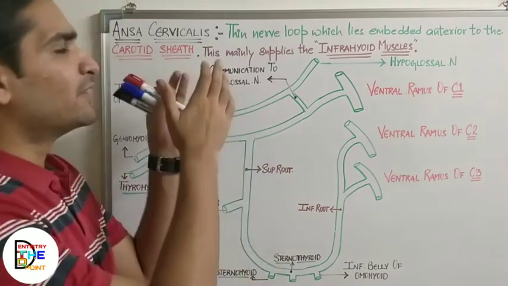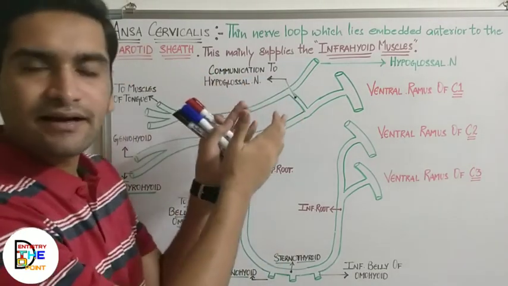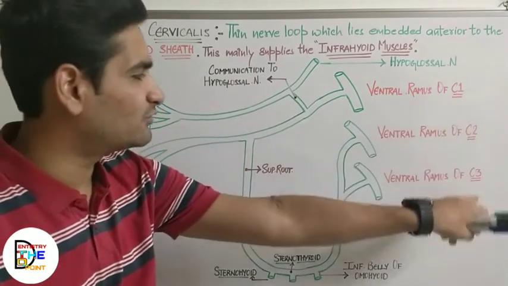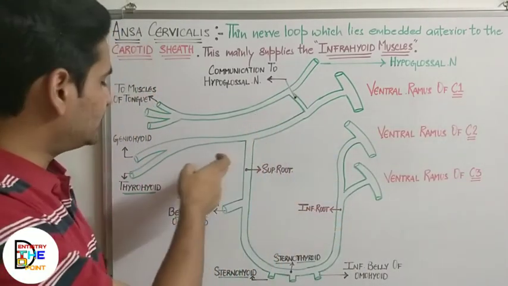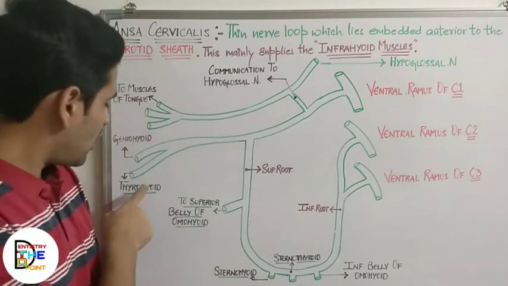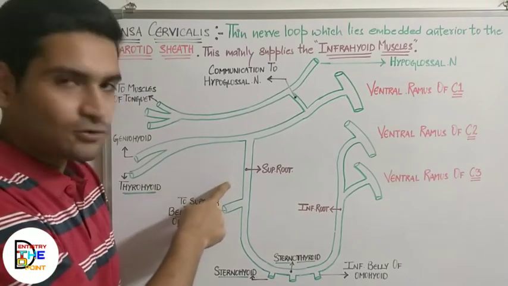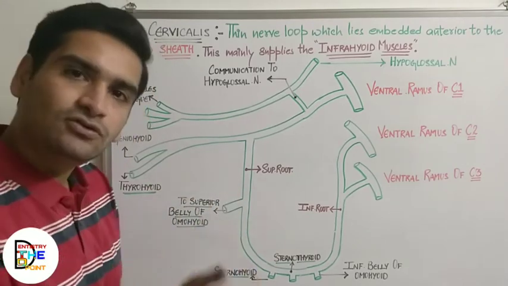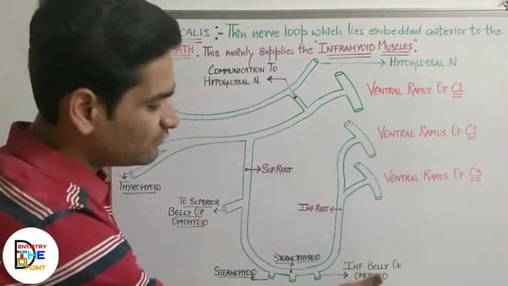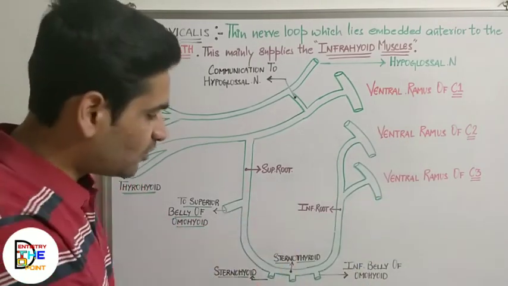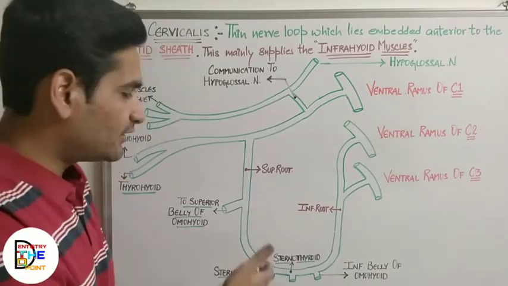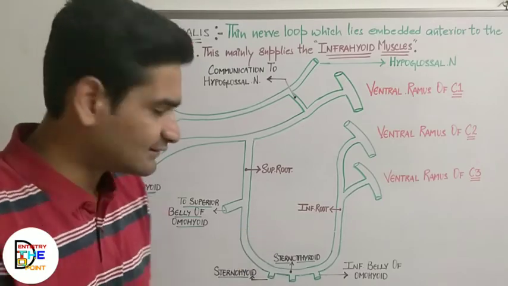We will revise quickly. It is a nerve loop which lies in the anterior part of the carotid sheath, supplies the infrahyoid group of muscles, formed by C1, C2, C3. C1 will give two branches, the main one and the one which will form the superior root. The main is going to supply the geniohyoid and thyrohyoid. The superior root is going to run forward and supply the superior belly of omohyoid. The inferior root is going to be formed by C2 and C3, which will supply the inferior belly of omohyoid. And lastly we are left with two muscles, that is sternohyoid and sternothyroid. They are supplied by the main loop, that is the ansa cervicalis.